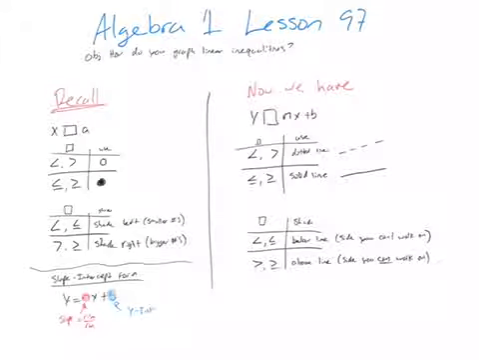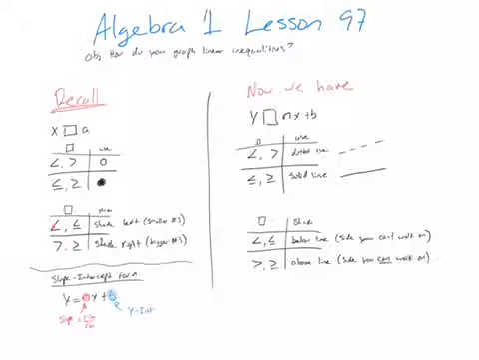This is lesson 97. Our objective is, how do you graph linear inequalities? Well, before we talk about graphing linear inequalities, let's do a quick recap on how we graphed single variable inequalities. If you had it in this form, like x is greater than some number, remember, if you had a less than or a greater than sign, then you'd use an open circle. And if you had a less than or equal to or greater than or equal to, then you'd use a closed circle on the number.